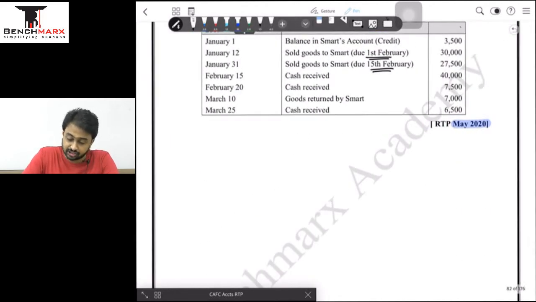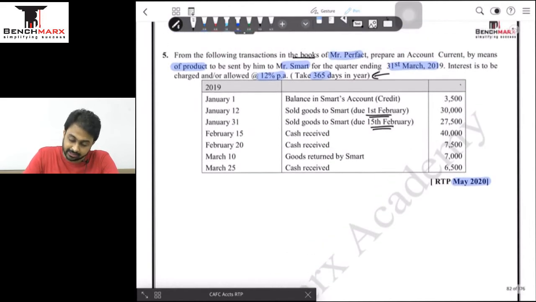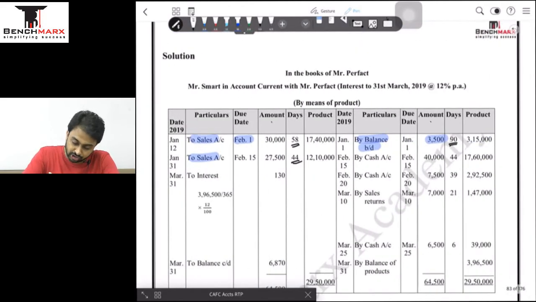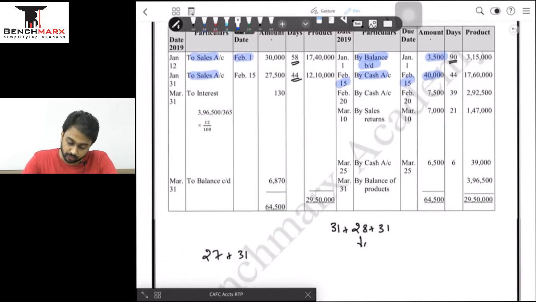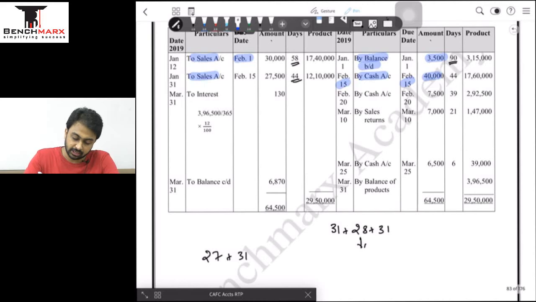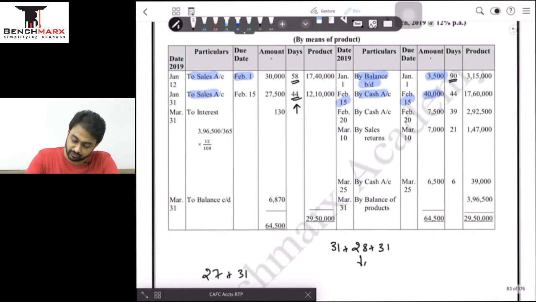Then we have cash received, so my entry is cash account debit to Smart, and cash to Smart मतलब buy cash यहाँ पे आ चुका है. The date of transaction itself becomes the due date. Amount is obviously given, 40,000. Number of days will again be the same 44, because 15th of Feb was done here as well. किधर गया? यहाँ पे.